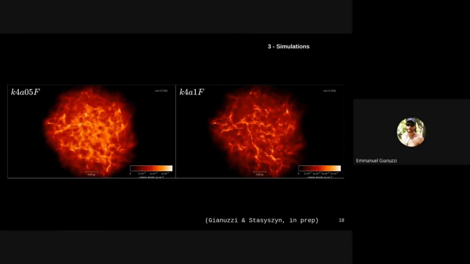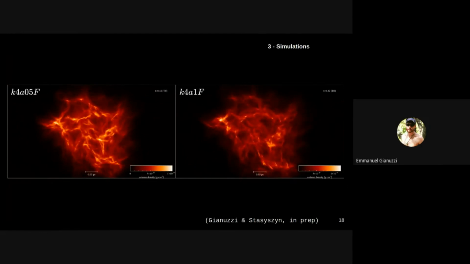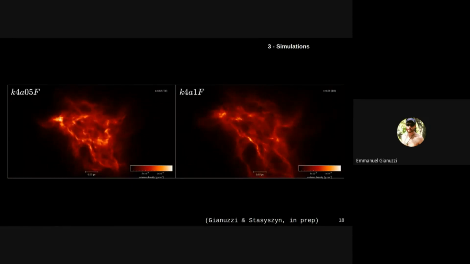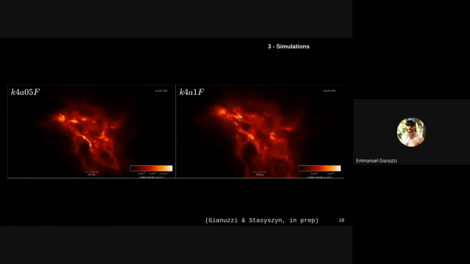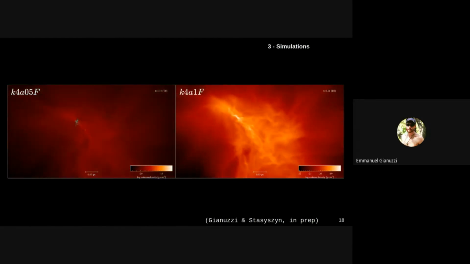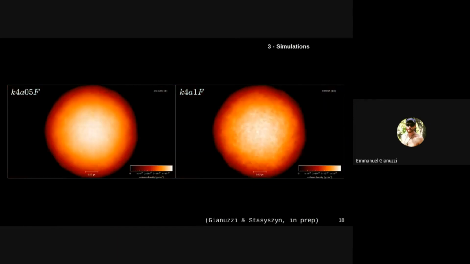For kappa 4, there is a slight difference between the simulation with alpha 0.5 and alpha 1. This difference can be seen just about the beginning of the collapse. It seems that the kappa 4 alpha 1 disrupts itself a little faster than its counterpart with alpha 0.5.